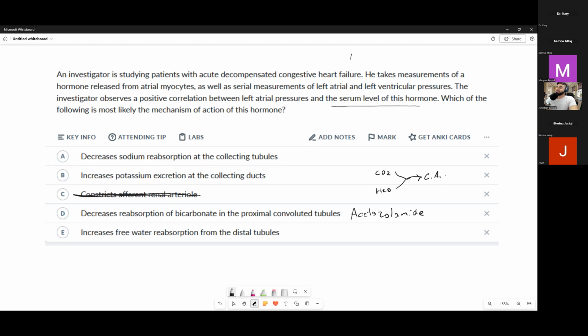The reabsorption of water from the distal tubules will be increased if there is an issue with the osmolality of the serum. Right. Do you know exactly what can do this? Yeah, ADH. ADH can activate the aquaporin channels in the principal cells. Yes, good. So the only one that's left is A, the one where we have decreased sodium reabsorption at the collecting tubules. It does make sense as well.